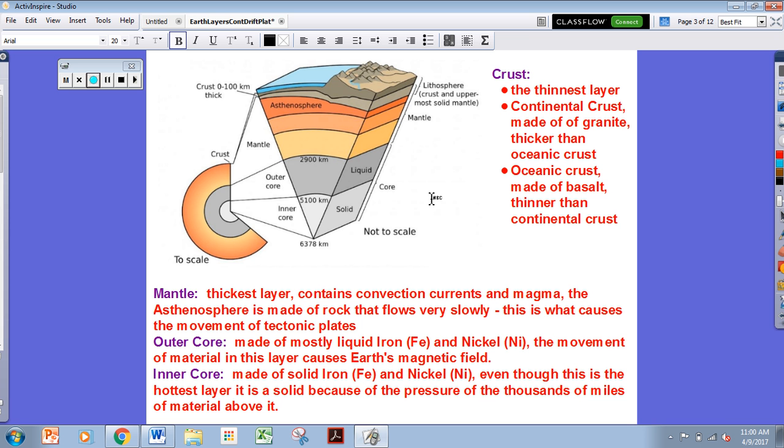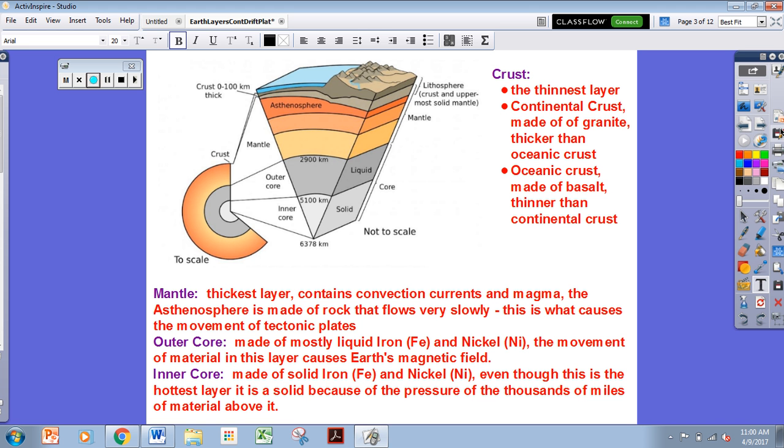The inner core, even though it's the hottest layer, is made up of solid iron and nickel. There's so much pressure from all these thousands of miles of material above the inner core pressing down on it that it can't be a liquid. It's a solid because the particles of iron and nickel are pressed so closely together that they can't flow like a liquid.